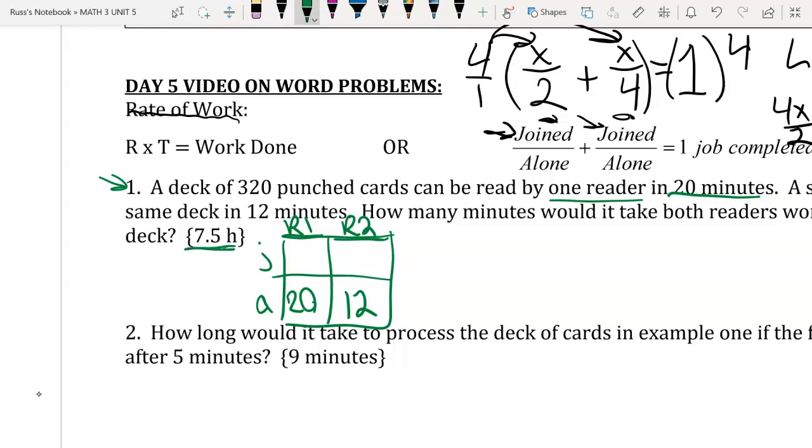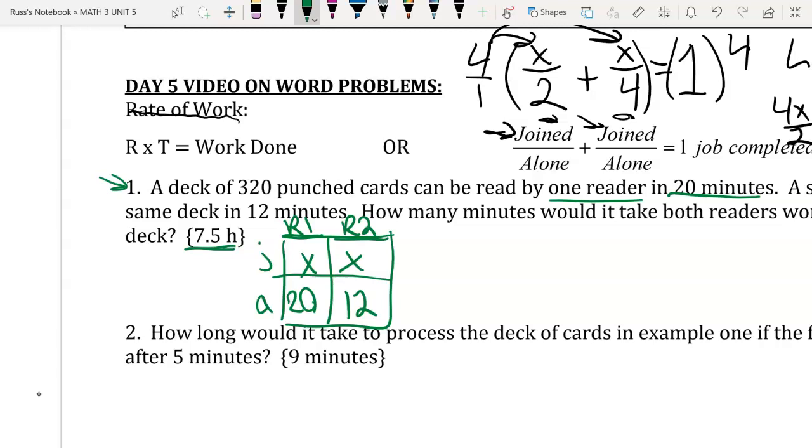By the way, all the answers are here at the end, so I'm not worried about the answers. I'm worried about the setup. I mean, we need to be able to figure out the answer, but I'm worried about the setup. So we would call this x and x because we don't know how long it'll take to do this together, but we know that however long it takes together, it's the same.